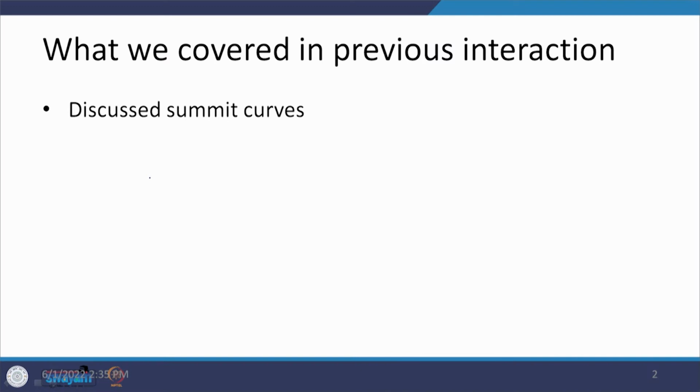Dear students, let us start with another lecture which falls under the alignment design, that is module 3. In the previous interaction, we discussed the summit curves. We talked about the various conditions under which summit curves may be required, and towards the end we discussed the ways in which the length of the summit curve can be calculated. There we talked about how this length can be defined on the basis of either the overtaking sight distance or the safe stopping sight distance.